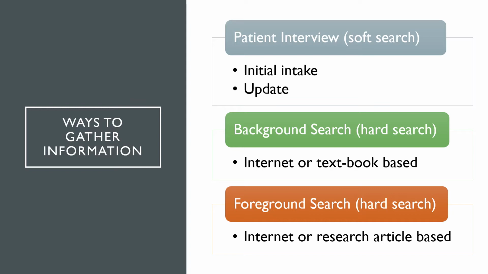So some of the harder searches, if you will, not that it's difficult, but the hard search is more about that background search and then the foreground search, which are the things that we're going to be delving into in this PowerPoint. So background searches are things like internet or textbook based, and then foreground searches are internet or research article based.